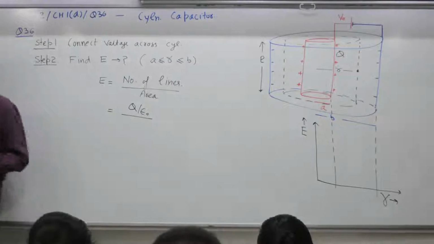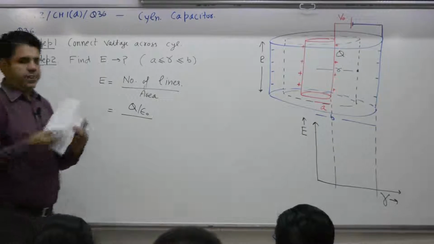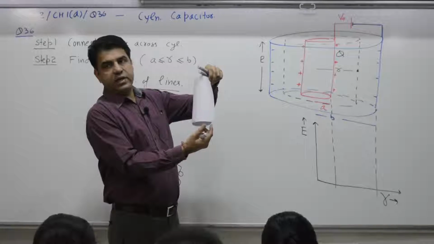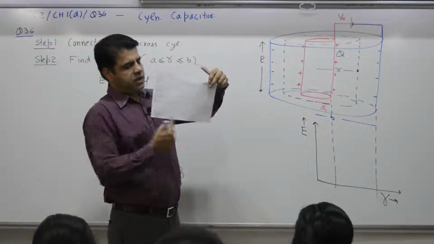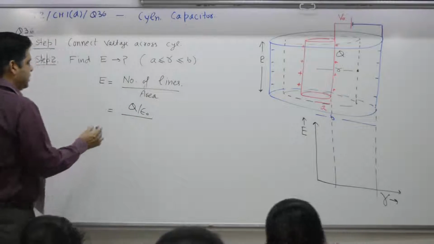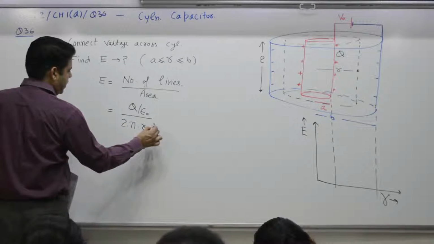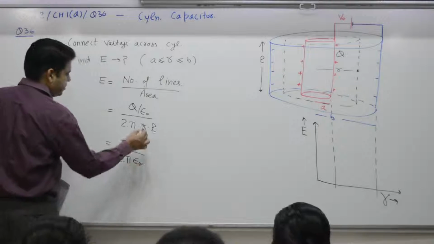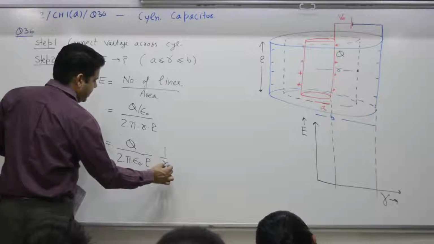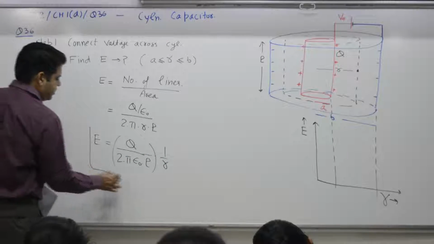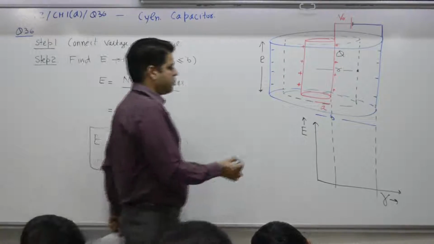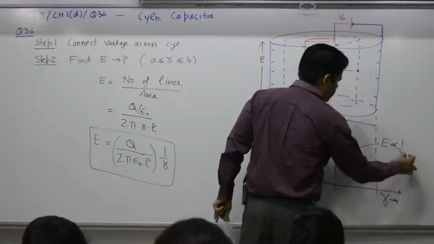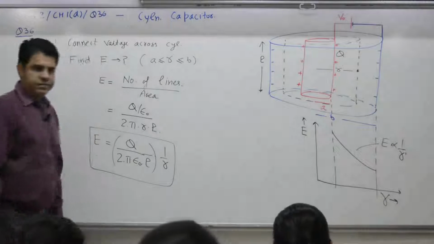Area of the cylinder is the curved surface only. This is 2 pi r. If you open this, it is 2 pi r into length L. It is 2 pi r L. So E is Q by 2 pi epsilon naught L into 1 by r. How E varies with r? E is inversely proportional to r to the power 1. Completed. 1 minute.